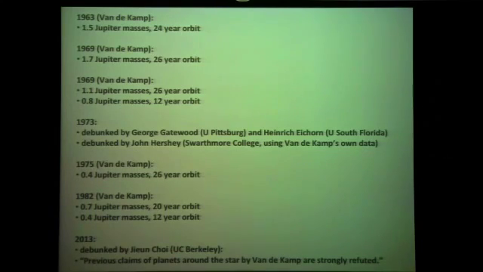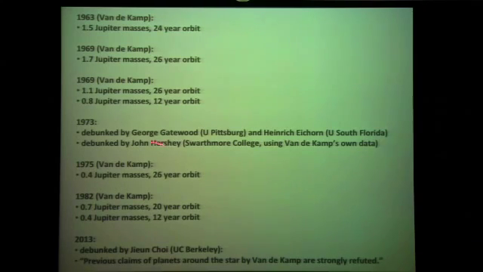In the same year, in 1969, he revised it again. He said, there are actually 2 planets there. The motion's a little bit more complicated. One of the planets is just a little bit more massive than Jupiter, 10% more massive, in that 26-year orbit. But the second planet's a little smaller than Jupiter, 80% the mass of Jupiter, in a 12-year orbit. This is really cool. This is a planetary system with 2 planets. In 1973, 2 different groups of astronomers said, there's nothing there.